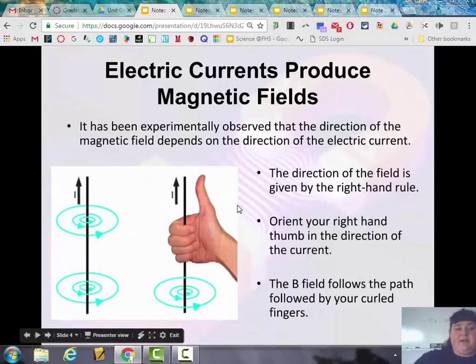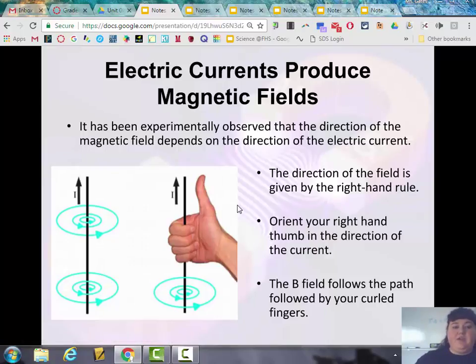And we can observe the direction of that field by adjusting which way the current is flowing. So it was experimentally observed that the direction of the magnetic field depends on the direction of the current. So if current flows one way, the north is this way, the south is this way. When you switch the current, it switches the poles.